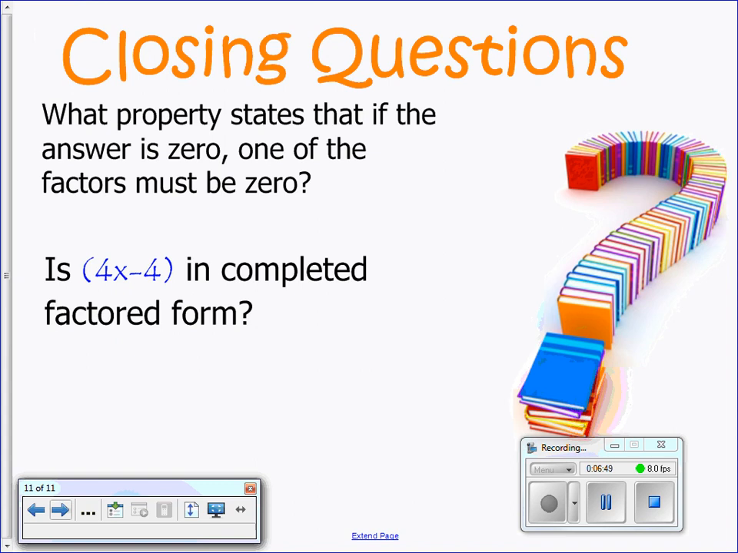What property states that if an answer is 0, one of the factors must be 0? The zero product property. Is 4x minus 4 in completely factored form? No, because there's a GCF of 4 there.